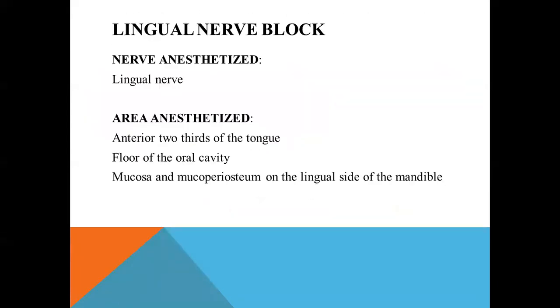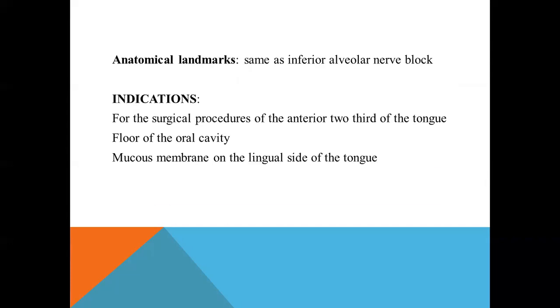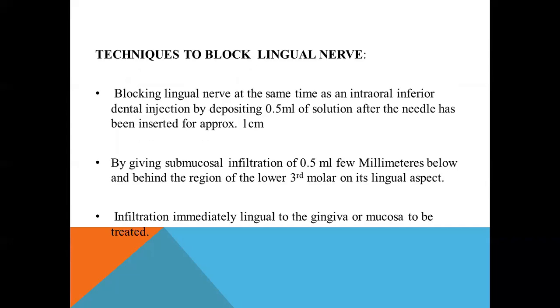Coming to the lingual nerve block. In the lingual nerve block, the nerve that gets anesthetized will be the lingual nerve. The area anesthetized will be the anterior two-thirds of the tongue, the floor of the oral cavity, mucosa, and the periosteum on the lingual side of the mandible. The anatomical landmark is the same as that of the inferior alveolar nerve. Indication is for surgical procedures of the anterior two-thirds of the tongue, floor of the cavity, and mucous membrane on the lingual side. Technique to block a lingual nerve.